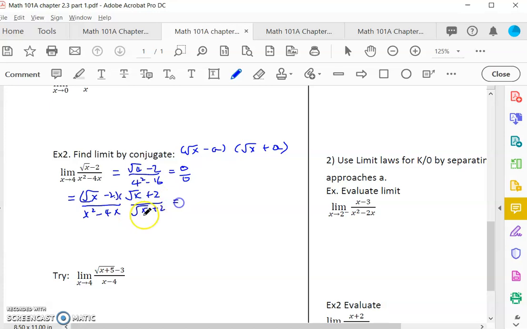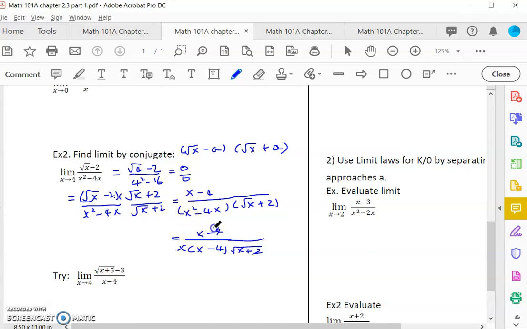On the top, the bottom doesn't get multiplied. The top will become x minus 4, using a squared minus b squared. And then the bottom would be x squared minus 4x. It will be a long function like that. But if we factor the bottom a little bit more, you will see that x minus 4 is actually one of the factors. So instead of multiplying, we actually factor it.